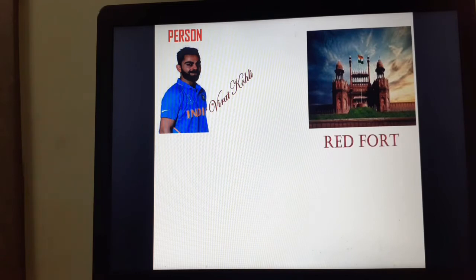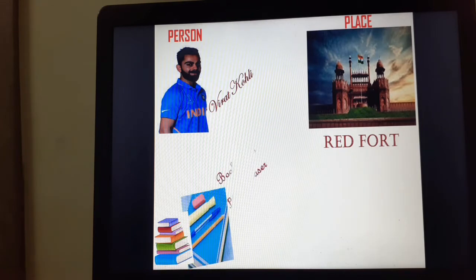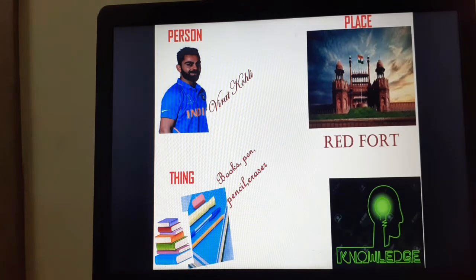What about this place? Yes, Red Fort. Books, pen, pencil, eraser. This comes under the category of things. And this image shows knowledge or wisdom, which is an idea. Hope you are clear with these categories.